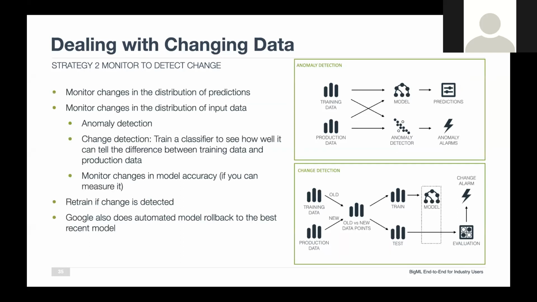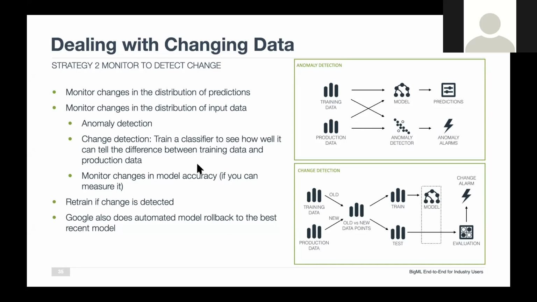So what we can do first is monitor changes in the distribution of predictions. If I monitor my prediction distribution, and at some point I see changes, there might be something changing in the data, and it could be a good indicator. Otherwise, I could also monitor changes in the distribution of input data. For instance, with anomaly detection, as in this graphic, I could train an anomaly detector with my training data, and then all production data could get an anomaly score based on the training data. Once I get high scores, it would mean that my production data is different from what I had before, and I could generate alerts like that.